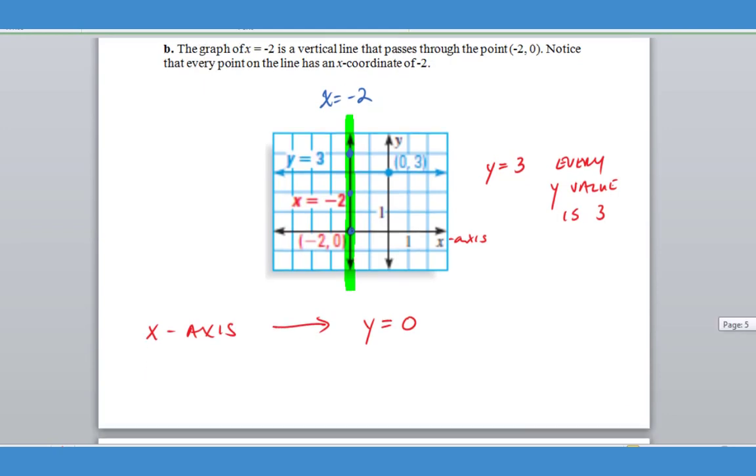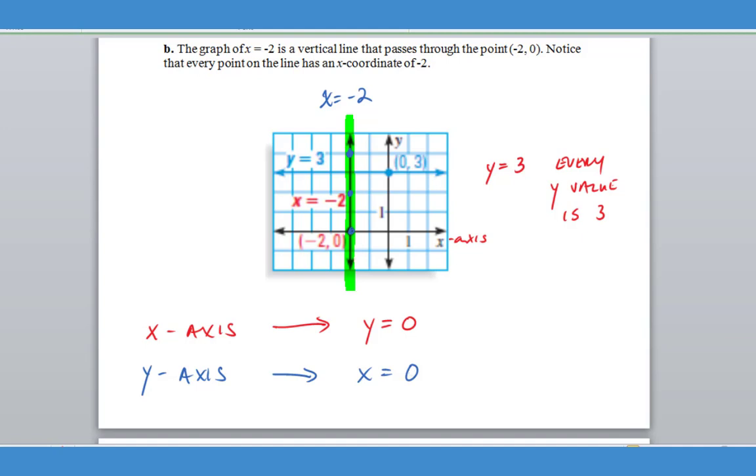Now, again, the y-axis is a vertical line, but it's counterintuitive because the equation is x equals to 0. So those are some very important concepts for you to remember, and a lot of standardized testing makers like to throw these in to see who was really paying attention when they were learning how to write equations of lines and graph equations of lines.